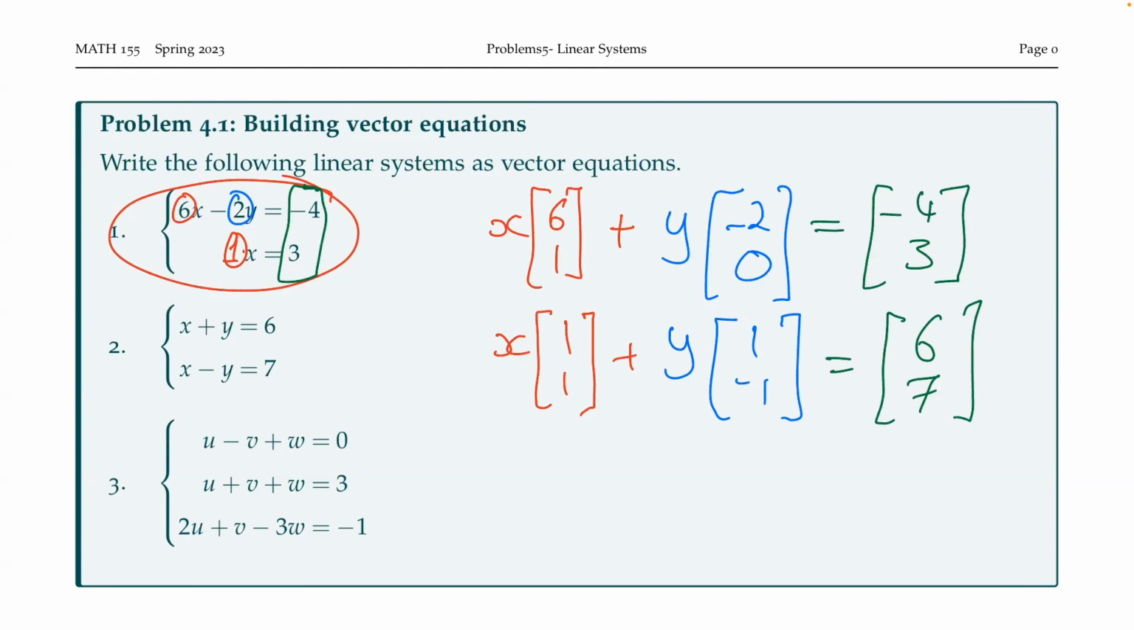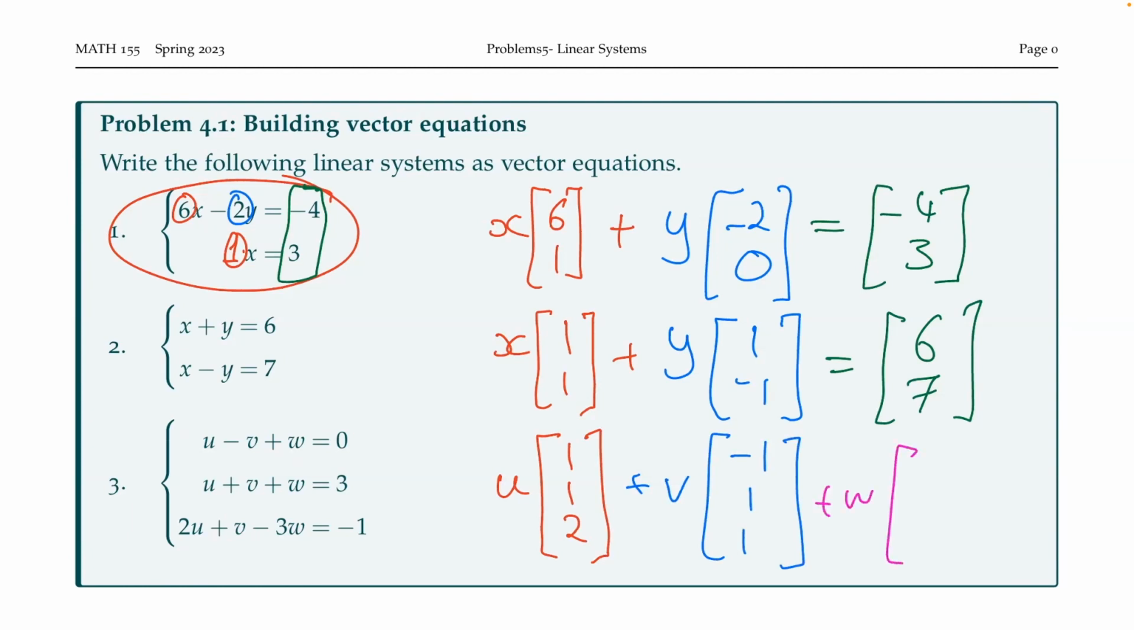So we've got u, v's, and w's here. So for u, what are my coefficients? 1, 1, 2. For v, minus 1, 1, 1. And then for w, 1, 1, minus 3. And then we just have our vector on the right-hand side. Okay, so this is hopefully pretty straightforward. We're just going back and forth between a linear system that's written in equation form and a normal standard form, and then in vector equation form.